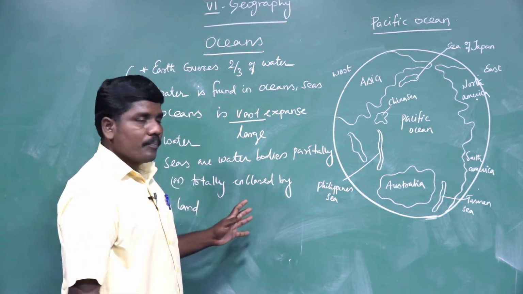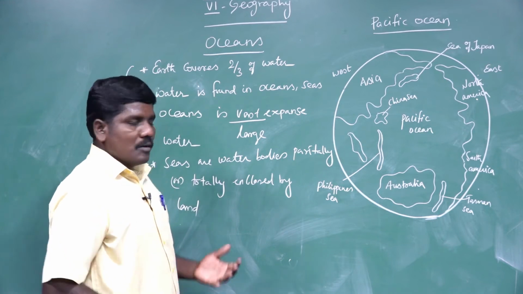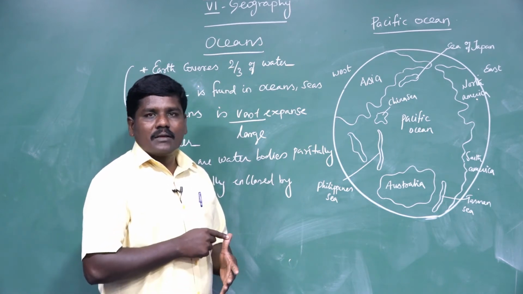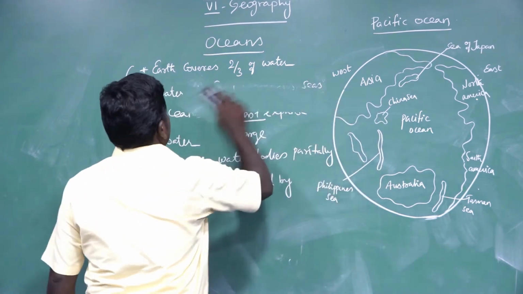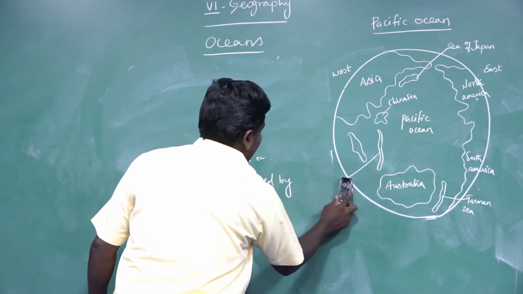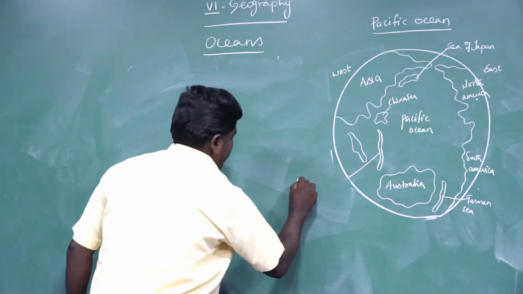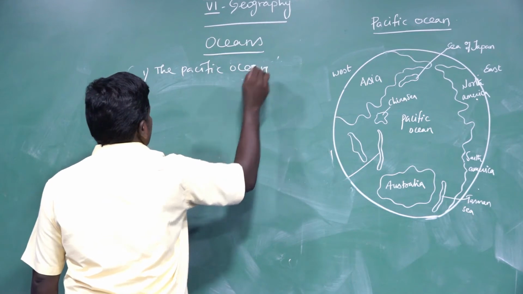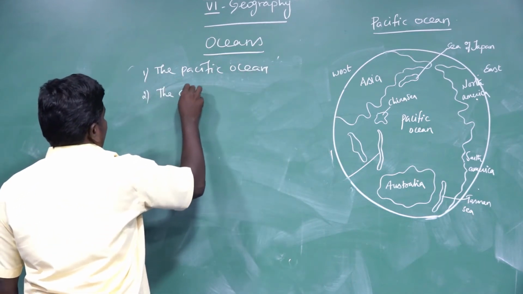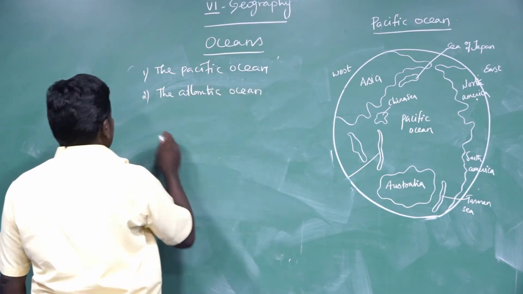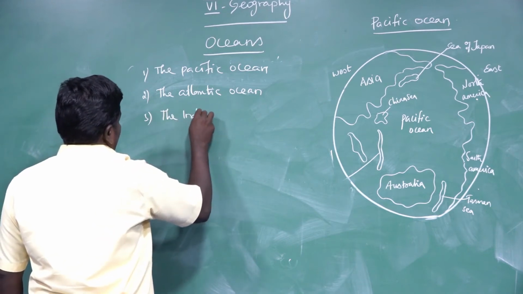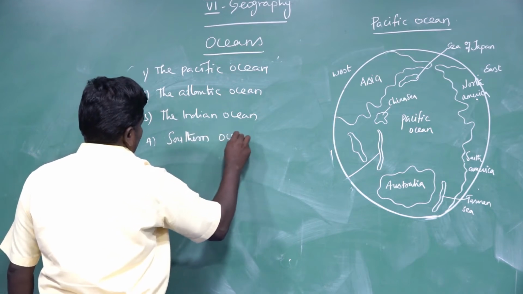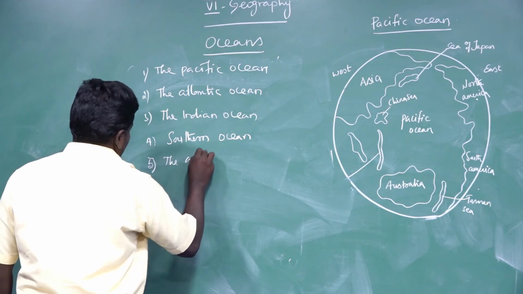There are 5 main oceans in the world. One is the Pacific Ocean, the second is the Atlantic Ocean, the third is the Indian Ocean, the fourth is the Southern Ocean, and the fifth is the Arctic Ocean.